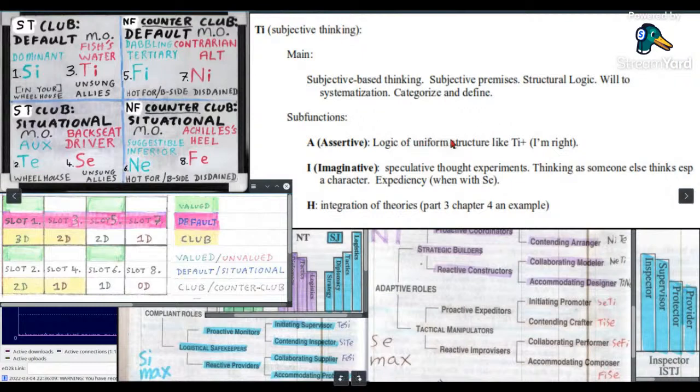Right. Logic of uniform structure. Yeah. Like the subjectivity of the guardian, the subjectivity of the contender guardian of ISTJ is going to come from a different kind of subjectivity from, say, INTP, which is going to be abstract. So if we compare INTJ and ISTJ, the INTJ's TI is going to be sort of like, oh yeah, something else ISTJs can do well with their TI.